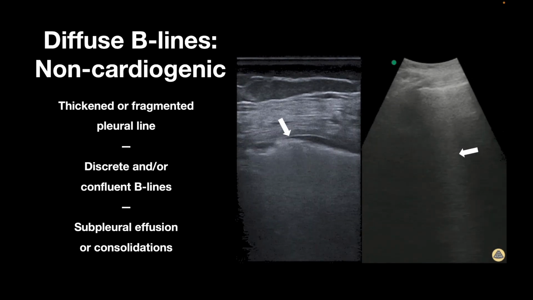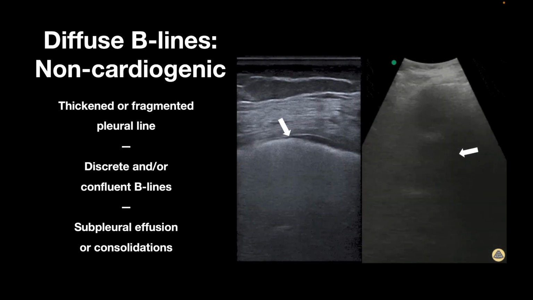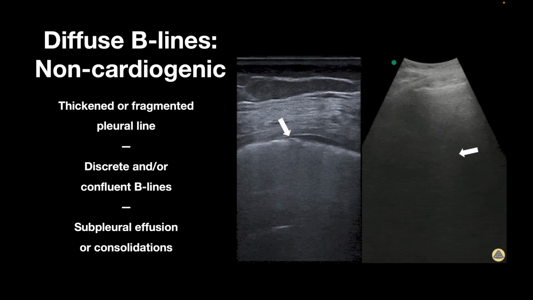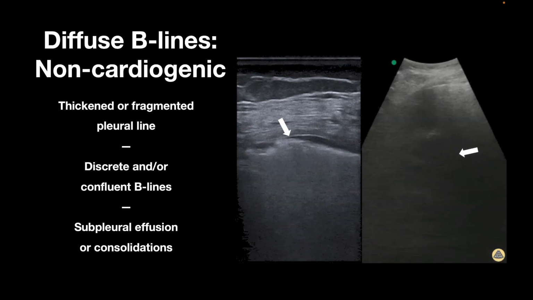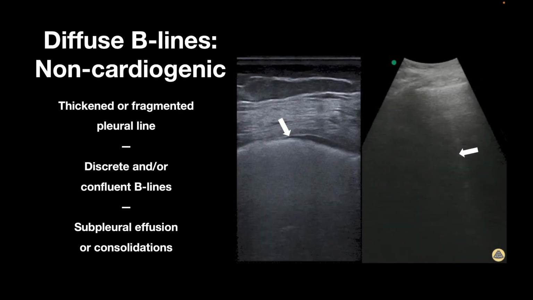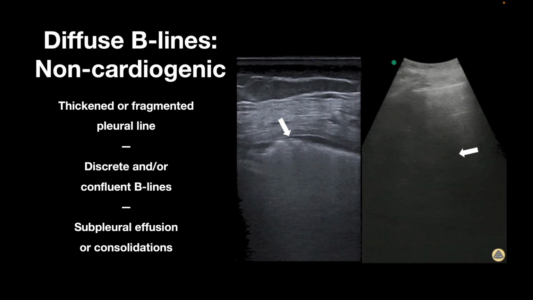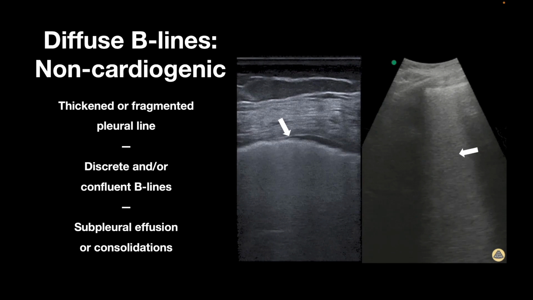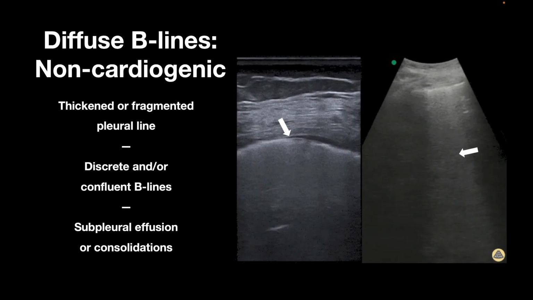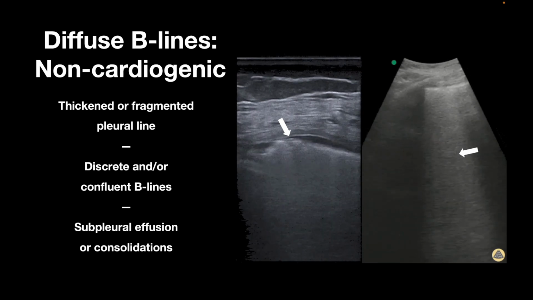In non-cardiogenic edema, the B lines tend to be more dense and at times confluent, as seen at the arrow on the right. The distribution of B lines is often patchy, sometimes described as skip lesions, with areas of abnormal lung interspersed with normal areas. Lastly, subpleural effusion or consolidation might be seen.